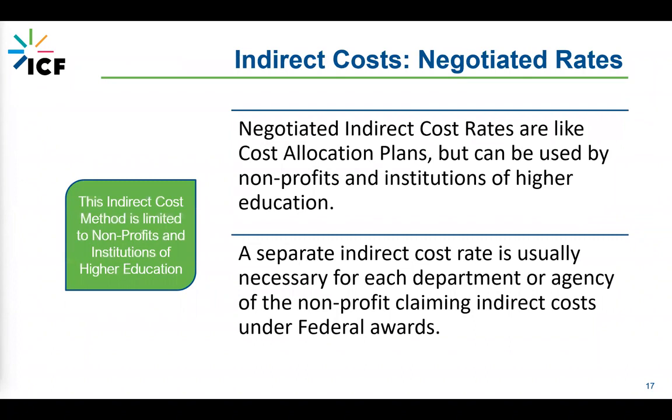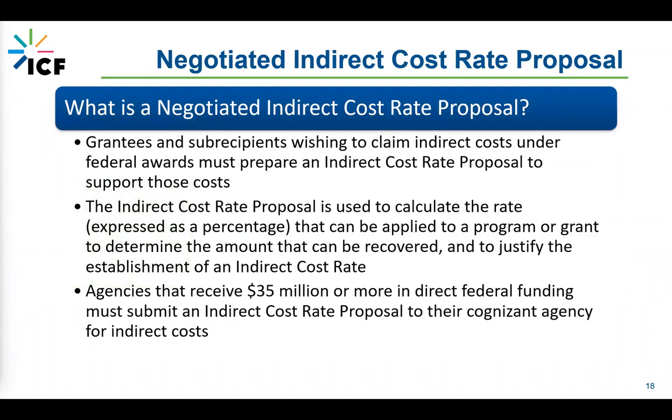Okay, negotiated indirect cost rates are like cost allocation plans, but can be used by nonprofits and institutions of higher education. A separate indirect cost rate is usually necessary for each department or agency of the nonprofit claiming indirect costs under federal awards. Grantees and subrecipients wishing to claim indirect costs under federal awards must prepare an indirect cost rate proposal to support those costs. The indirect cost rate proposal is used to calculate the rate, which is expressed as a percentage that can be applied to a program or grant to determine the amount that can be recovered and to justify the establishment of an indirect cost rate.